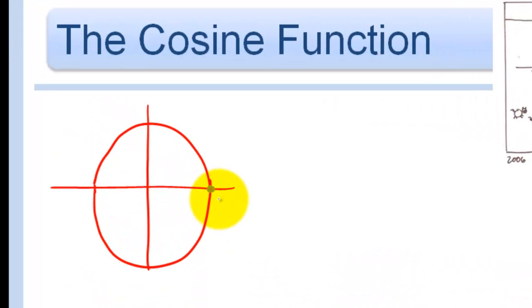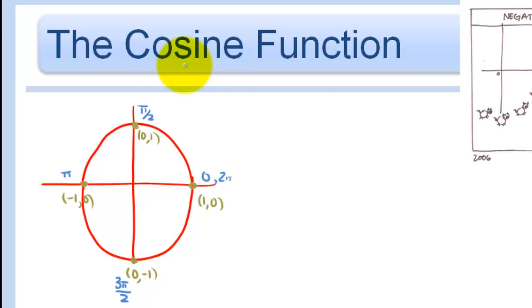Again, here we're at the point (1, 0). Here we're at (0, 1), (-1, 0), (0, -1). We need to plot our radian measures. We're at 0, pi over 2. Halfway around was pi. And then we're at 3 pi over 2. 0 is also known as 2 pi, and we could have gone around again. Now in this example here, we're doing cosine.